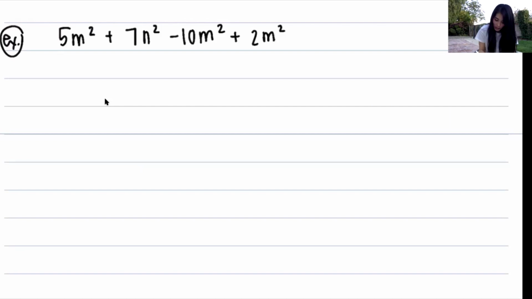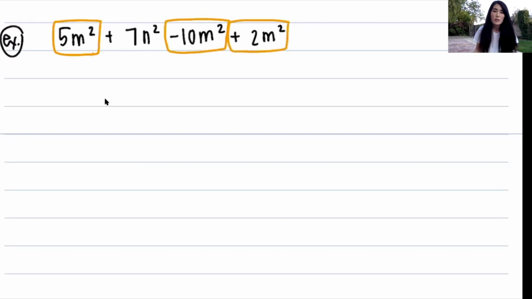On this problem here, for my m squares, I'm going to point out that you actually have multiple m squares. I have a positive 5m squared. I have a negative 10m squared. And then I have a positive 2m squared. So let's go ahead and combine them. 5m squared minus 10m squared is going to give me negative 5m squared. And then plus 2 is going to give me negative 3m squared.